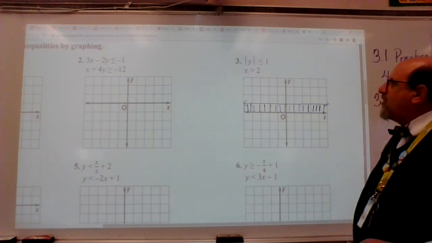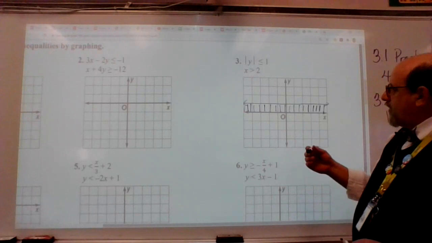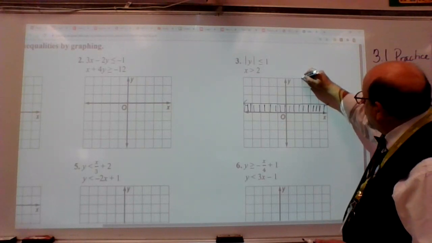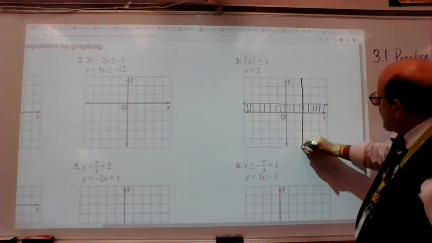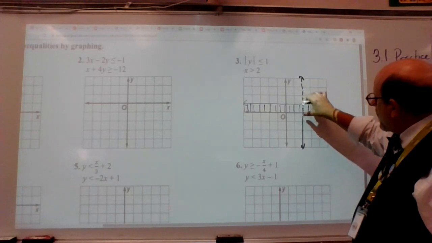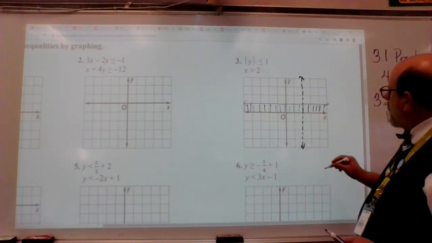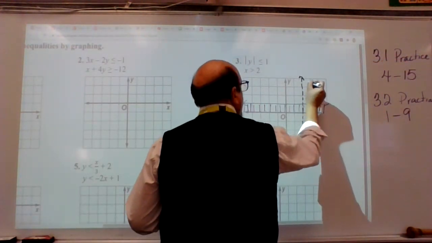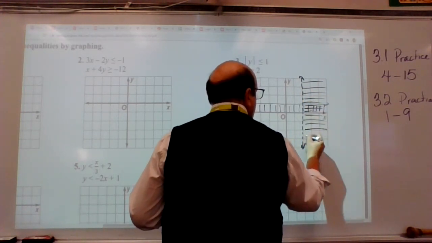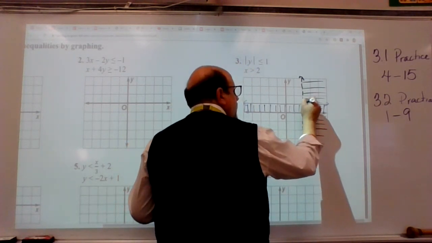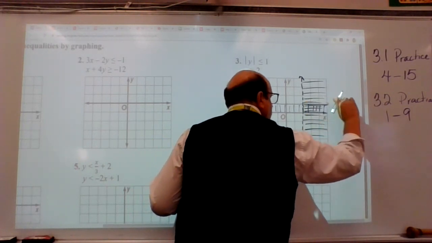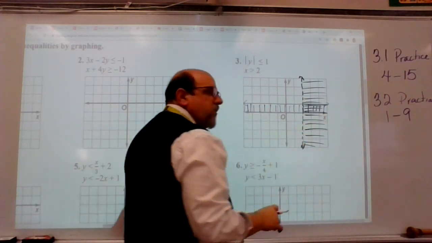The other one is x is greater than 2. Doesn't include the equal sign, so I'm going to make sure I create a dotted line. X equals 2, x is greater than 2, it's going to be this straight line vertical along 2, but I have to make it a dotted line, so let me kick some of this out. And I'm going to shade everything greater than that. So the only solutions that fit for these two inequalities are all of these in this bounded region all the way up through infinity.